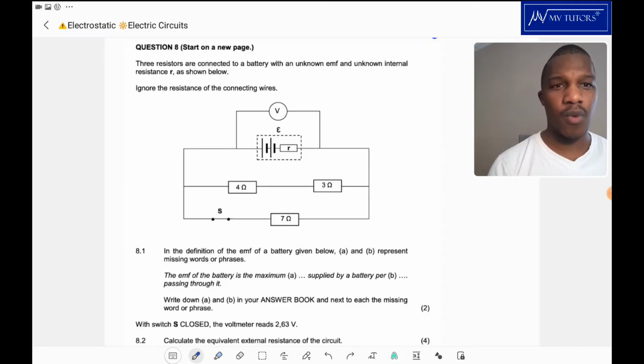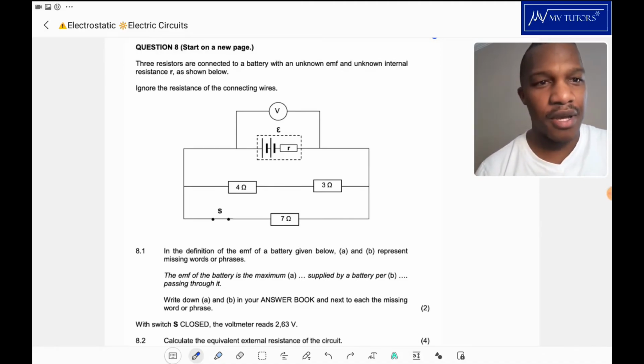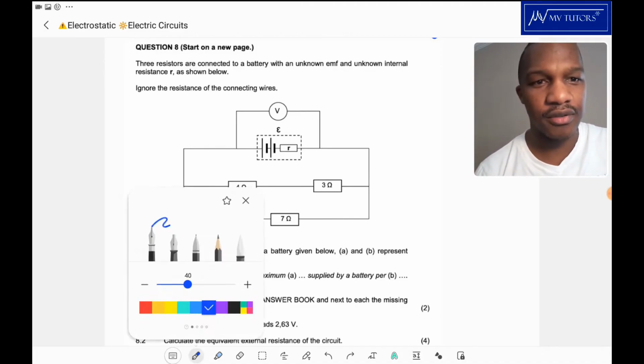Question 8.1. In the definition of EMF of a battery given below, okay, so it's a battery. It is a battery, it's not like a battery. Given below, A and B represent missing words or phrases. Okay, so it says the EMF of the battery is the maximum energy.